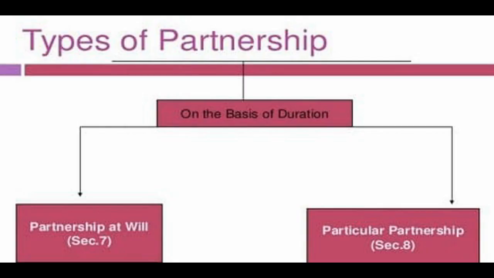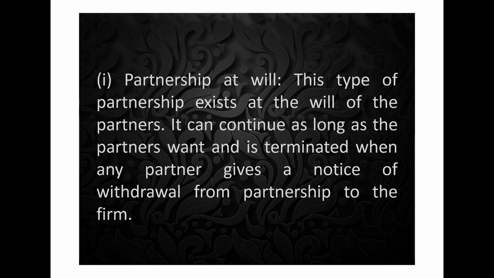On the basis of duration, the first one is partnership at will. This type of partnership exists at the will of the partner. It can continue as long as the partners want, and is terminated when any partner gives a notice of withdrawal from partnership to the firm.